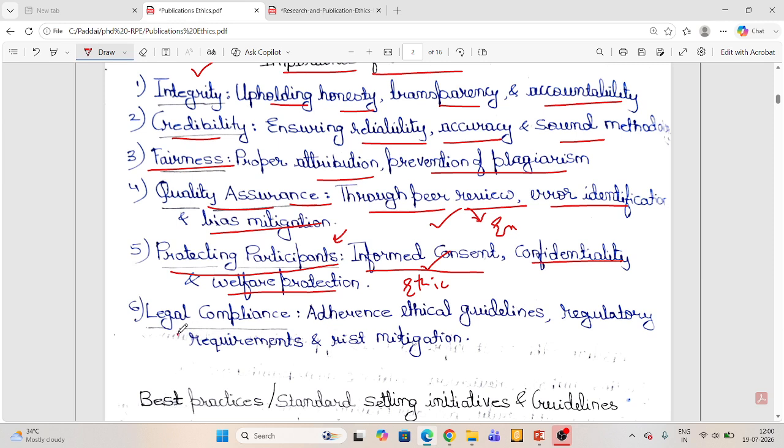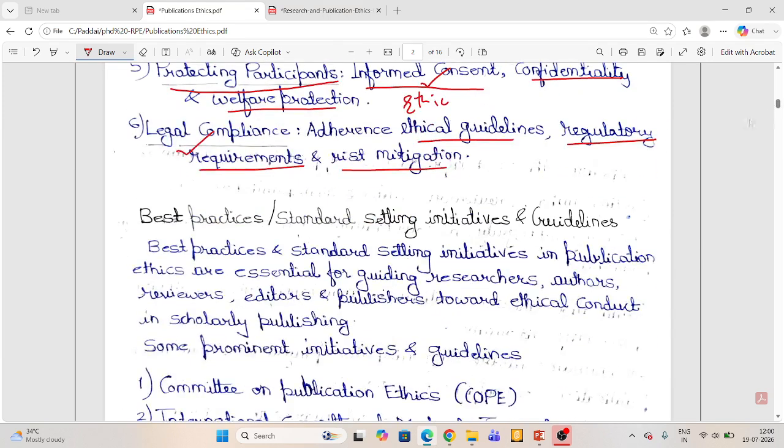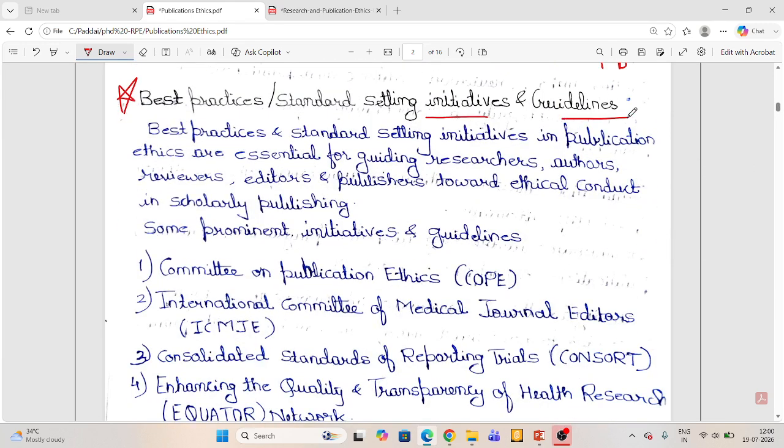Confidentiality and welfare protection, legal compliance, adherence to ethical guidelines, regulatory requirements, and risk mitigation. There are many governmental regulations and many guidelines given by various institutions related to the scientific community. Those guidelines and regulatory frameworks should be followed if you are talking about publication ethics. Now, what are the best practices or standard-setting initiatives and guidelines given by different institutions or organizations? Best practice and standard-setting initiatives in publication ethics are essential for guiding researchers, authors, reviewers, editors, and publishers toward ethical conduct of scholarly publishing.